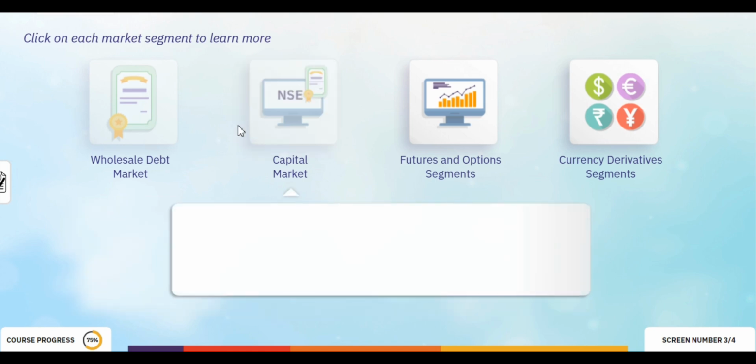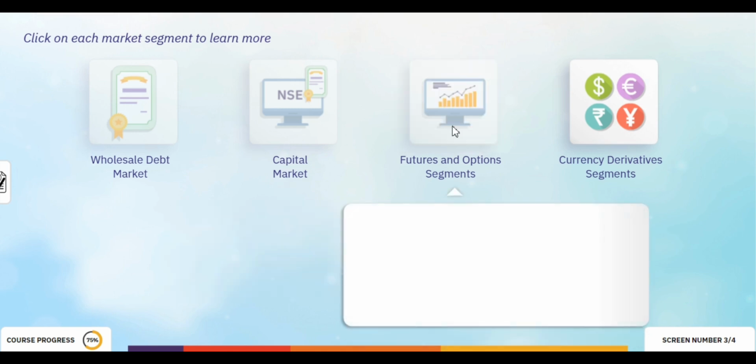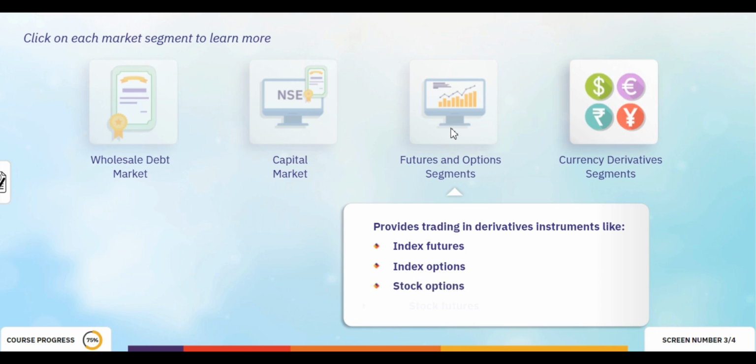The capital market segment at NSE commenced its operations in November 1994. It offers a fully automated screen-based trading system known as the National Exchange for Automated Trading System. Various types of securities, example, equity shares, warrants, debentures, etc., are traded on the system. The futures and options segment provides trading in derivatives instruments like index futures, index options, stock options, and stock futures, and commenced its operations at NSE in June 2000.